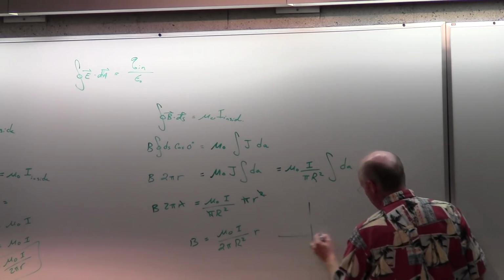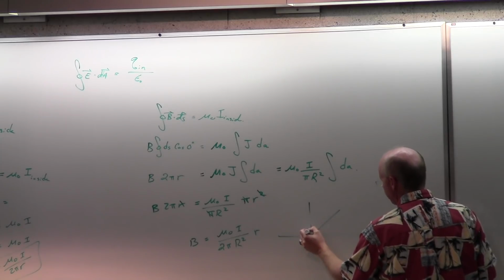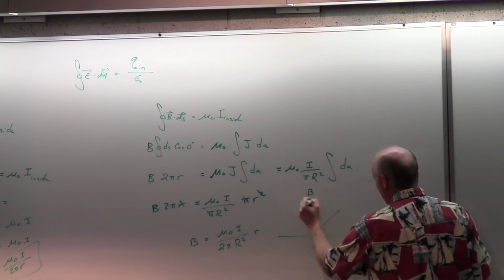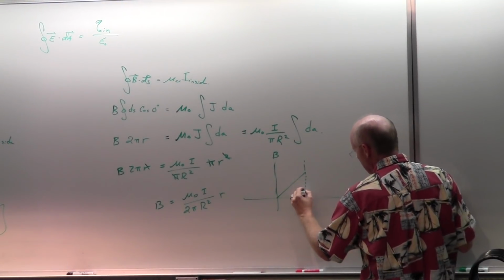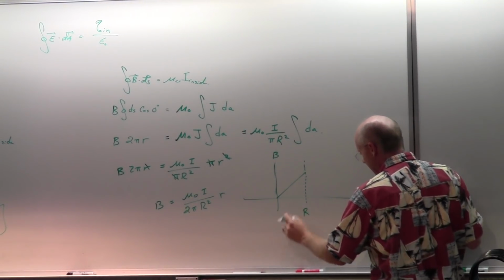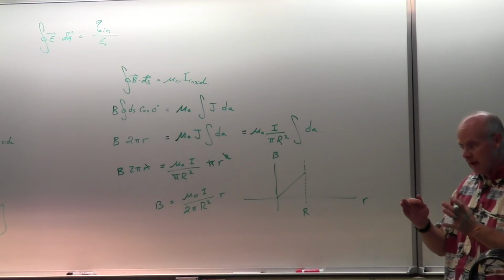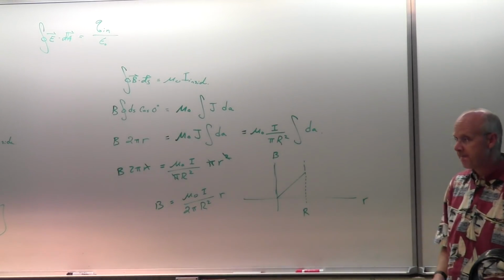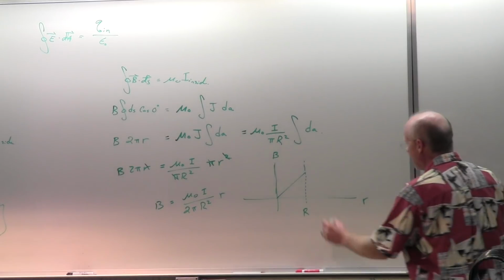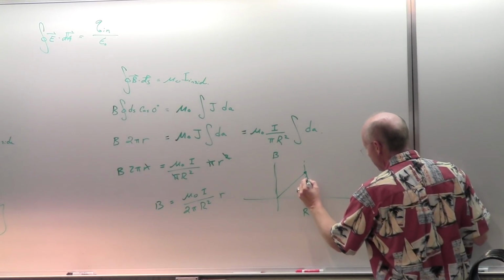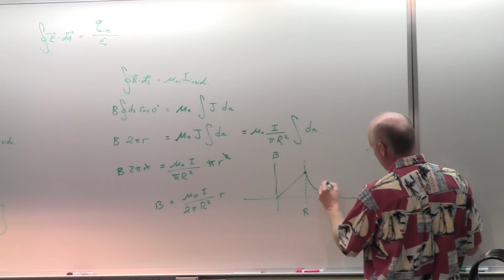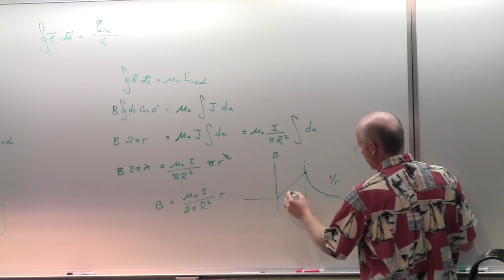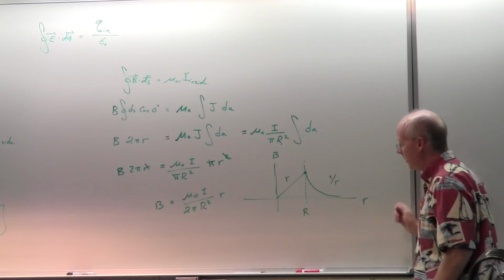And so we get the magnetic field 0 at the center of the wire and increasing in a linear fashion until we get to the edge of the wire. When we get to the edge of the wire, the magnetic field then tapers off with our 1 over r value.